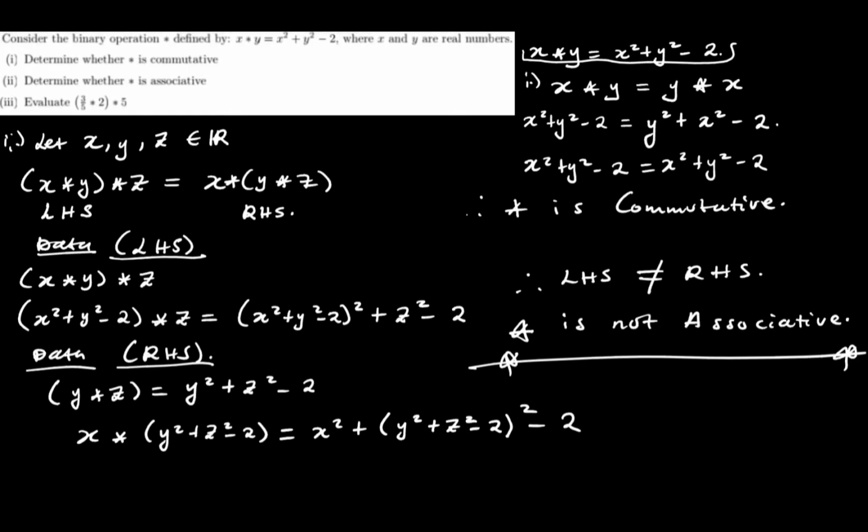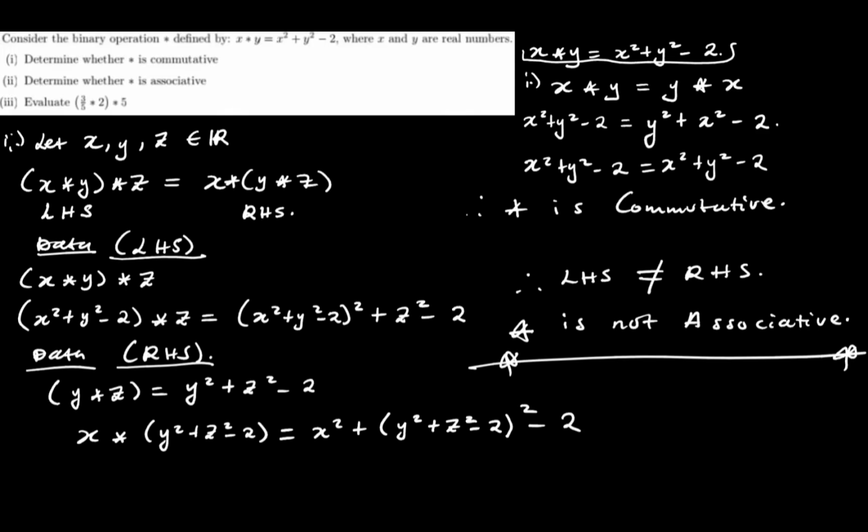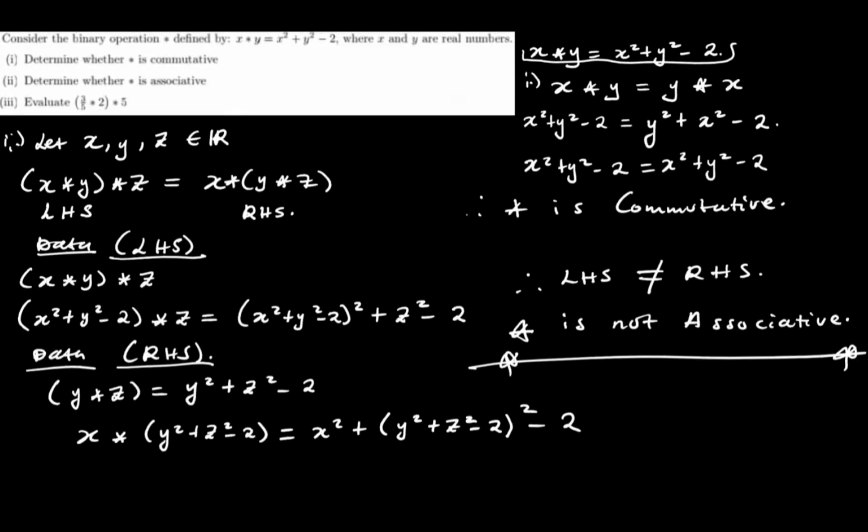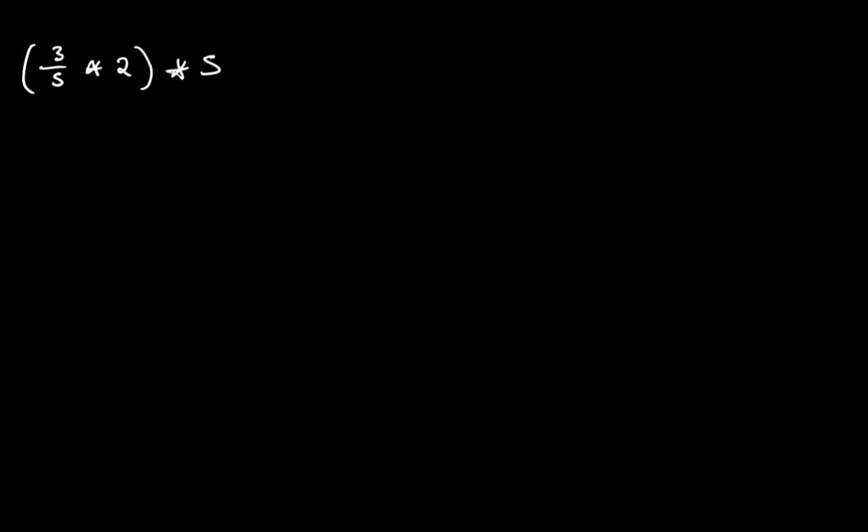All right, so now we need to solve the evaluation problem that we have there. We're having 3 over 5 star 2 star 5. If I'm not mistaken, 3 over 5 star 2 star 5. Let's start with the brackets first. What is 3 over 5 operated on 2?